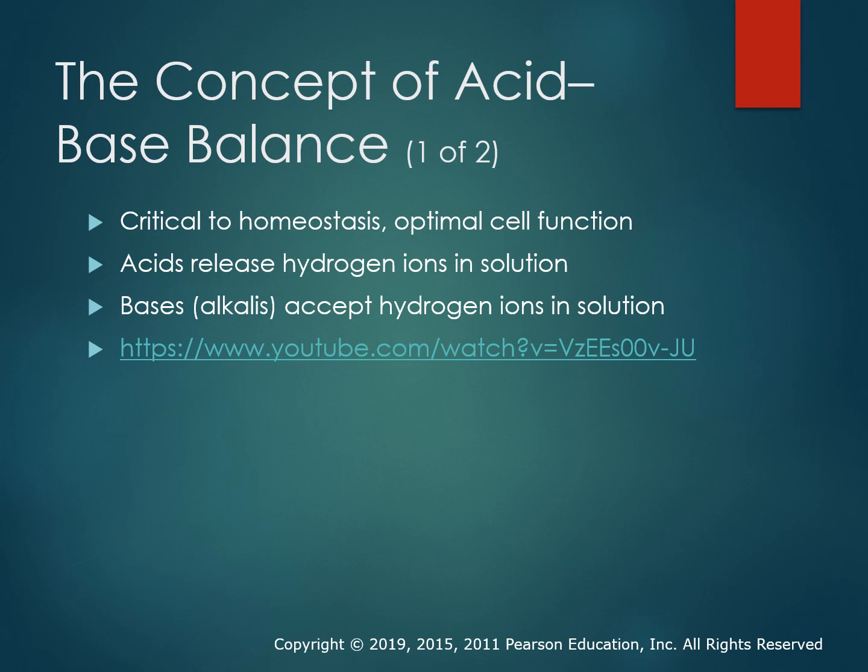The relationship between the hydrogen ion concentration and pH is inverse. As hydrogen ion concentration increases, and that's what it means by inverse, the pH falls, and the solution becomes more acidic. Anything below 7.35. As hydrogen ion concentration falls, the pH rises, and the solution becomes more alkaline or basic.